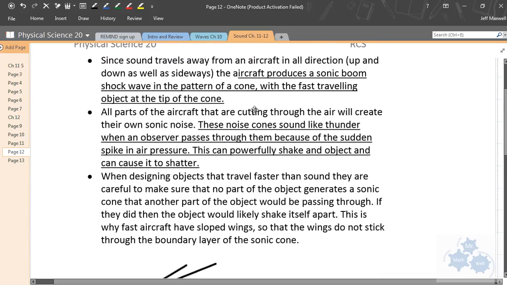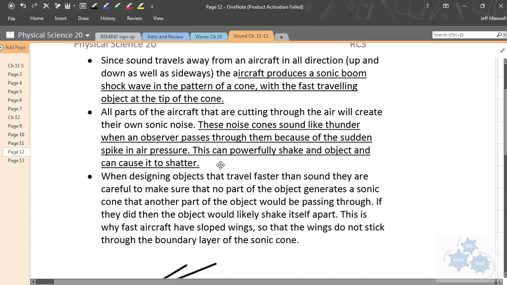There's an interesting note here. The aircraft produces a sonic boom shock wave in the pattern of a cone. All parts of the aircraft that are cutting through the air will create their own sonic noise. These noise cones sound like thunder when an observer passes through them because of the sudden spike in air pressure. This can powerfully shake an object and cause it to shatter.